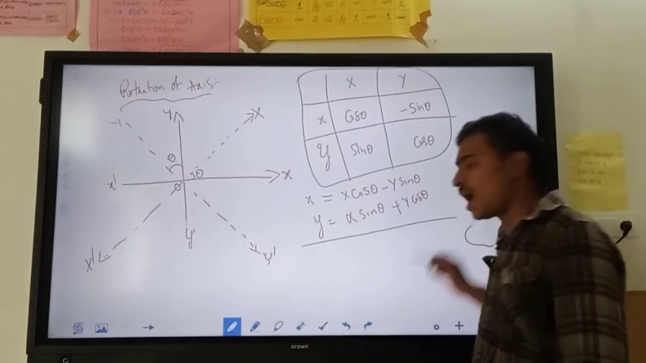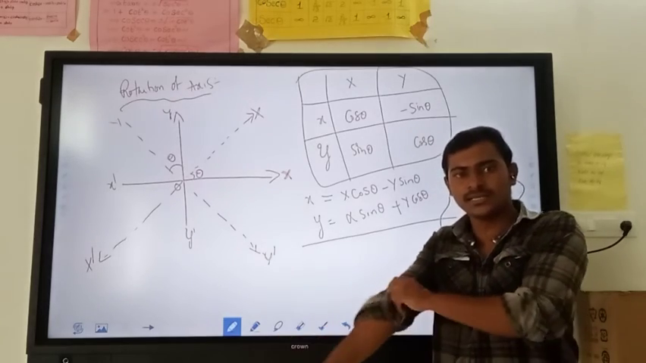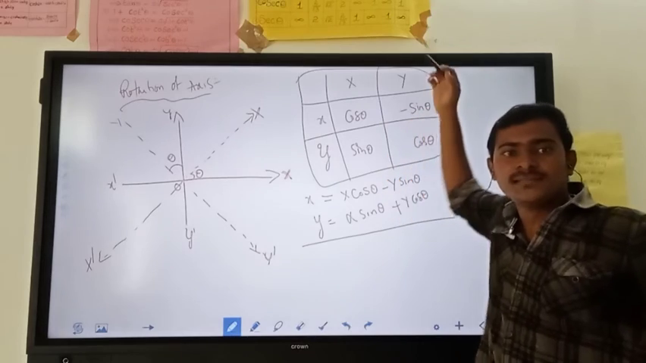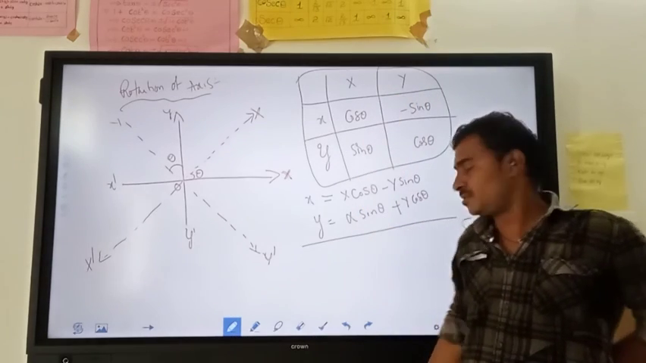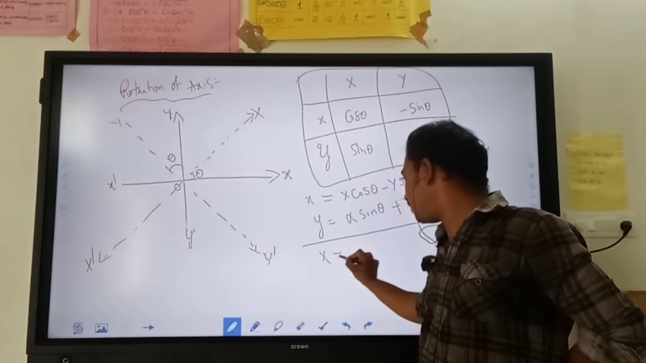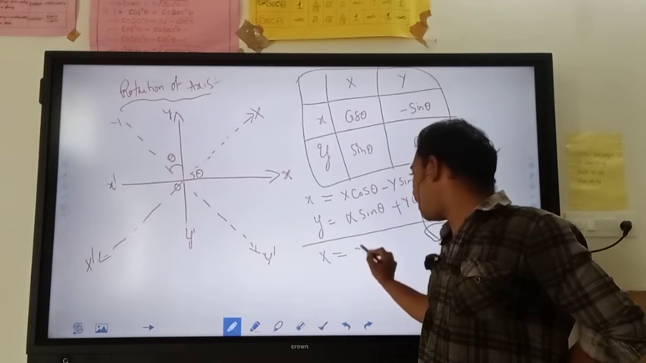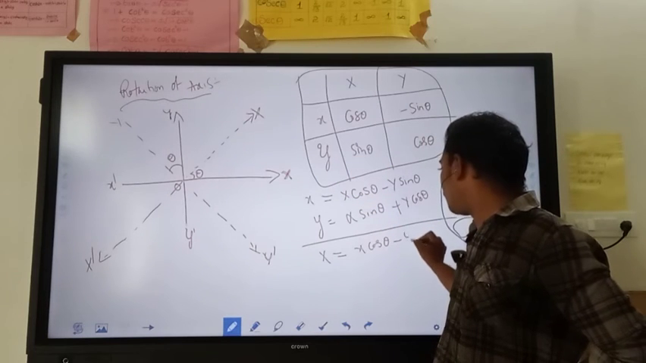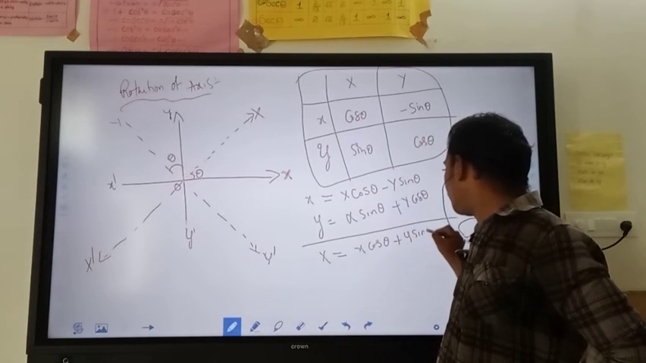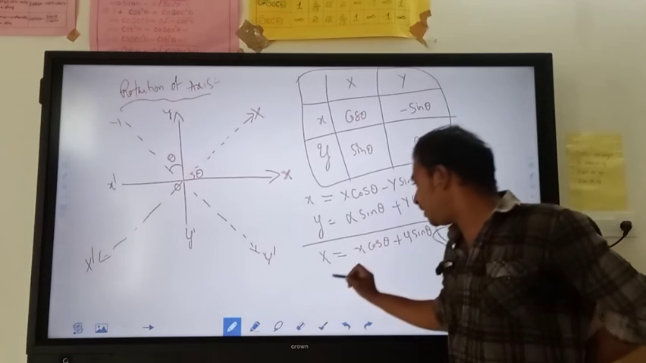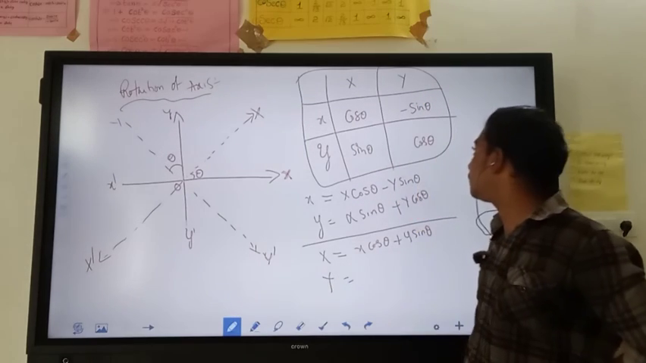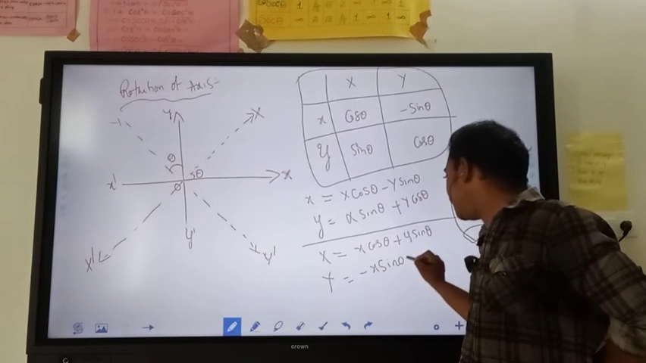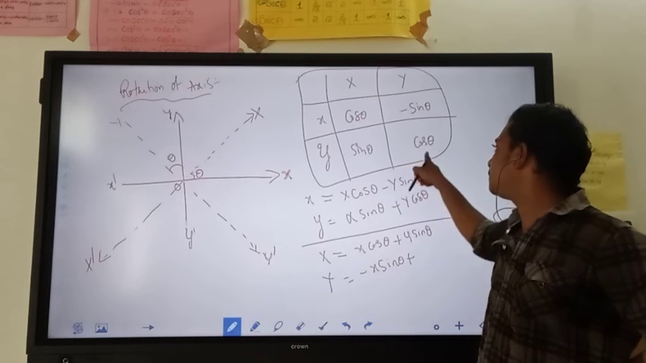Another one: we have to write the new axis. Capital X and capital Y we call the new axis. Capital X equals x cos theta plus y sin theta, and capital Y equals minus x sin theta plus y cos theta.